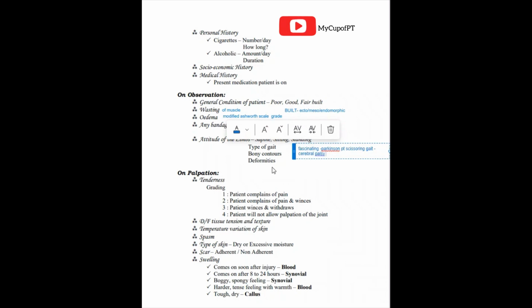Then coming to the bony contours, I have already told you, you have to look for evidence of any asymmetry, any bony deformities, any scapular winging, swelling, skin changes. So all these things need to be inspected.